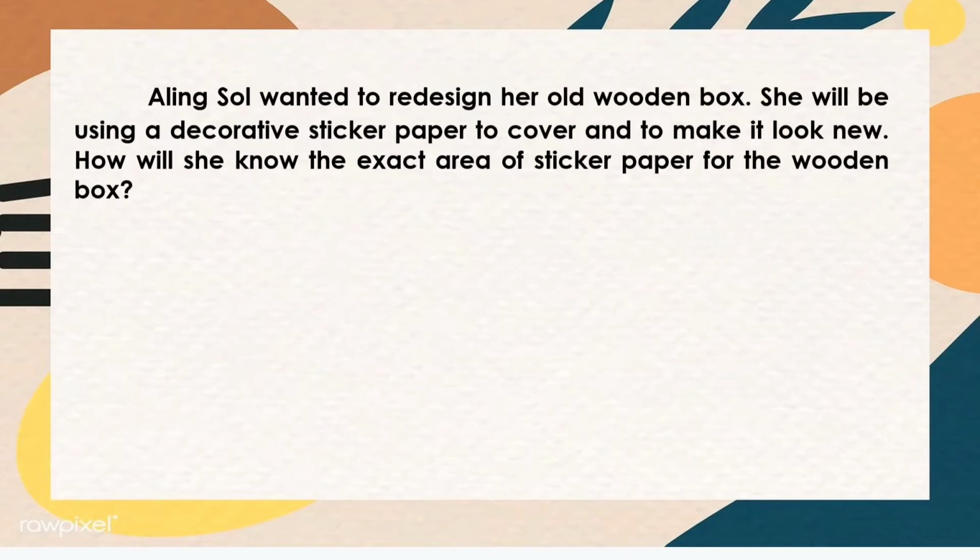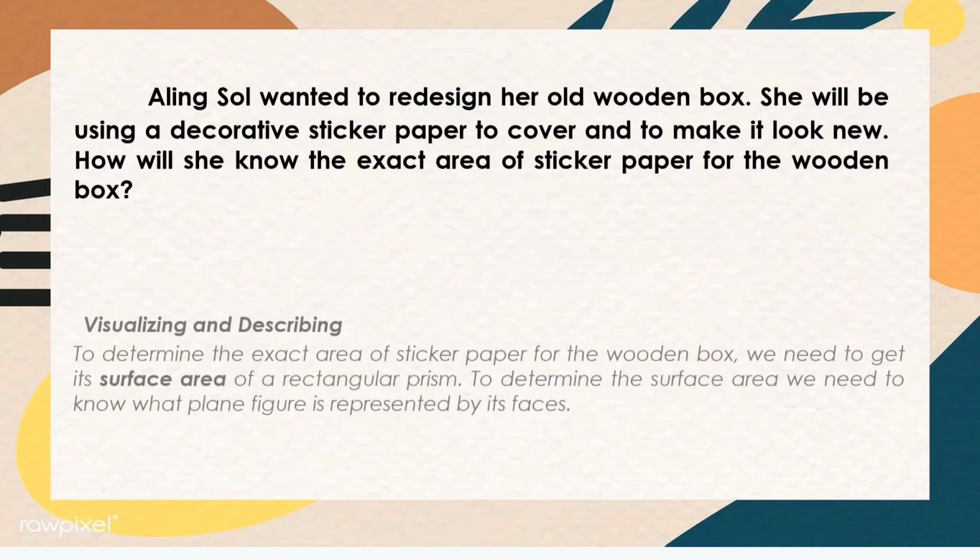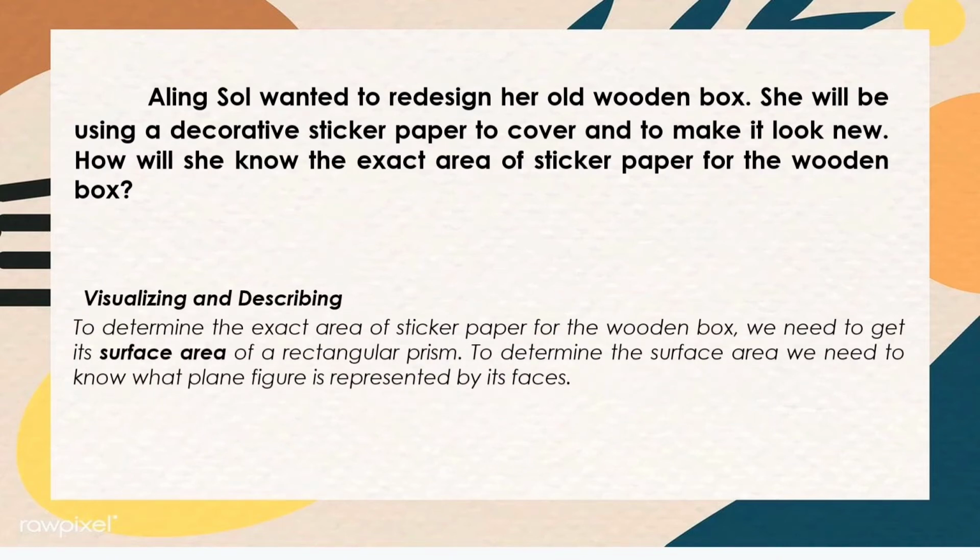Let's take a look at this situation. Aling Sol wanted to redesign her old wooden box. She will be using a decorative sticker paper to cover it and make it look new. How will she know the exact area of sticker paper for the wooden box? To determine the exact area of sticker paper, we need to get the surface area of a rectangular prism. To determine the surface area, we need to know what plane figure is represented by its faces.